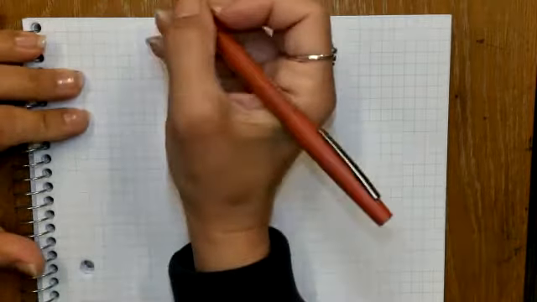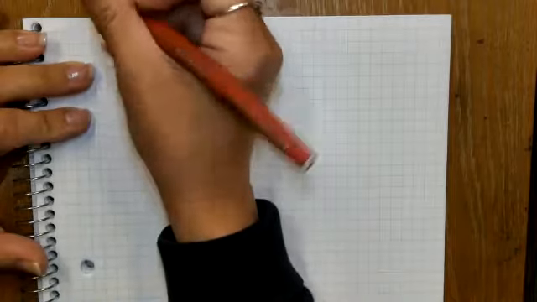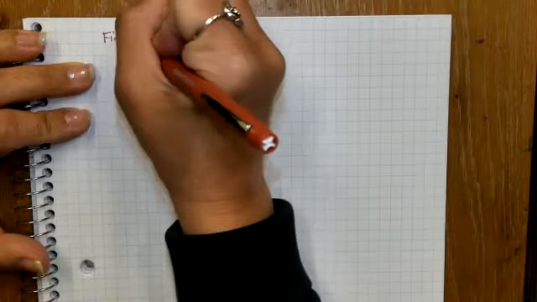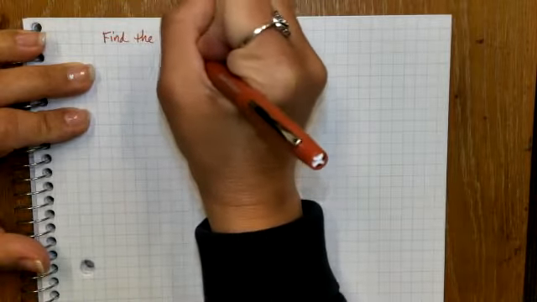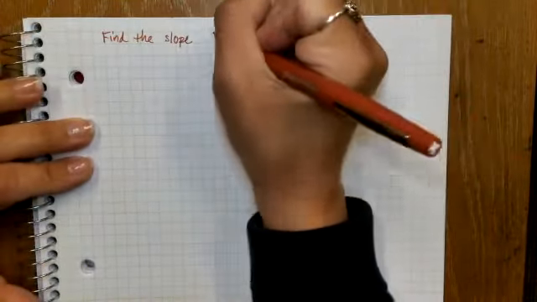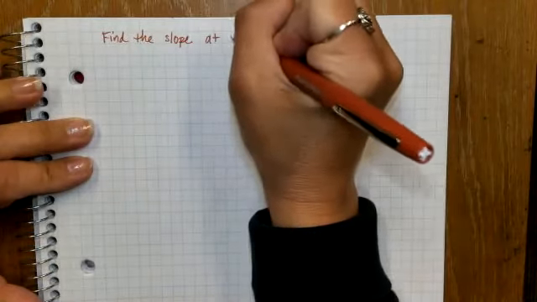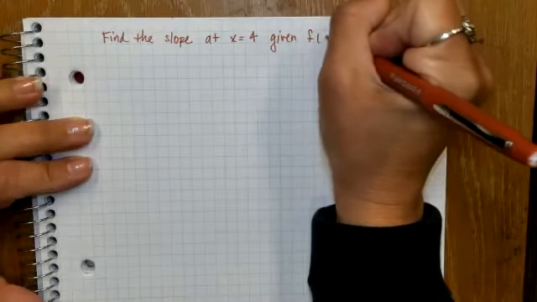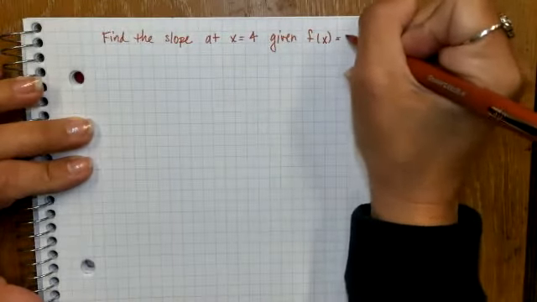Let's look at a root function, rationalizing. Some of these look a little bit funky when you try to rationalize them. Again, this is a bunch of algebra. So let's find the slope at x equals 4, given f of x is equal to root x.